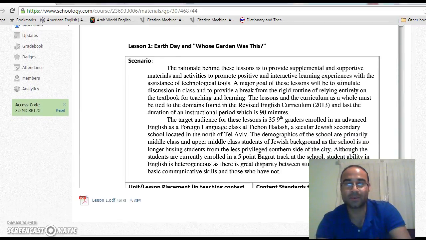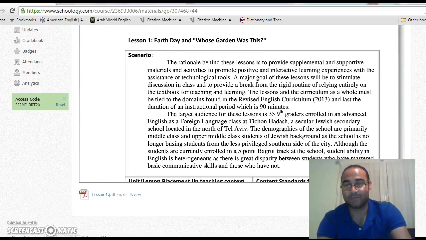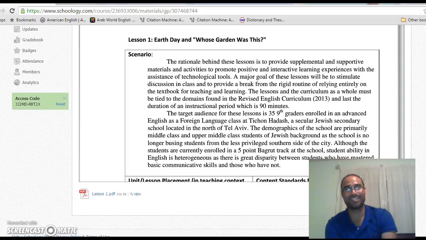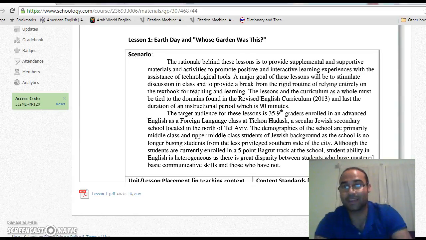The target audience is once again 35 ninth graders enrolled at Tehon Hadash in the advanced 5-point per group course. Yet again, it's a very heterogeneous group depending on comfort level, and they come from different middle schools, so they all have a wide variety of cans and cannots. The whole point of these lessons is to get them feeling more comfortable discussing and reflecting and really making them comfortable using those higher order thinking skills.